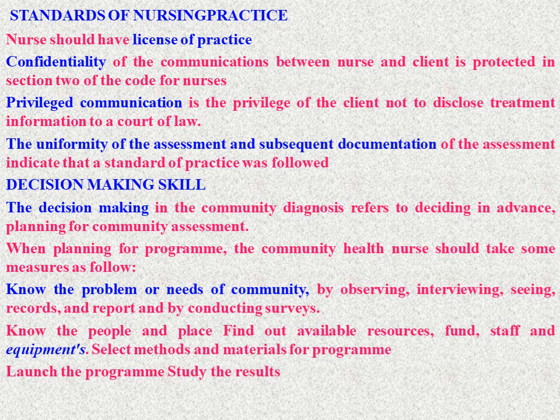The decision making skill, the decision making in the community diagnosis refers to deciding in advance, planning for community assessment. When planning for a program, the community health nurse should take some measures to follow: know the problem or needs of the community by observing, interviewing, seeing records and reports, and conducting surveys; know the people and place; find out available resources, fund, staff and equipment; select methods and materials for the program; launch the program; and study the results.